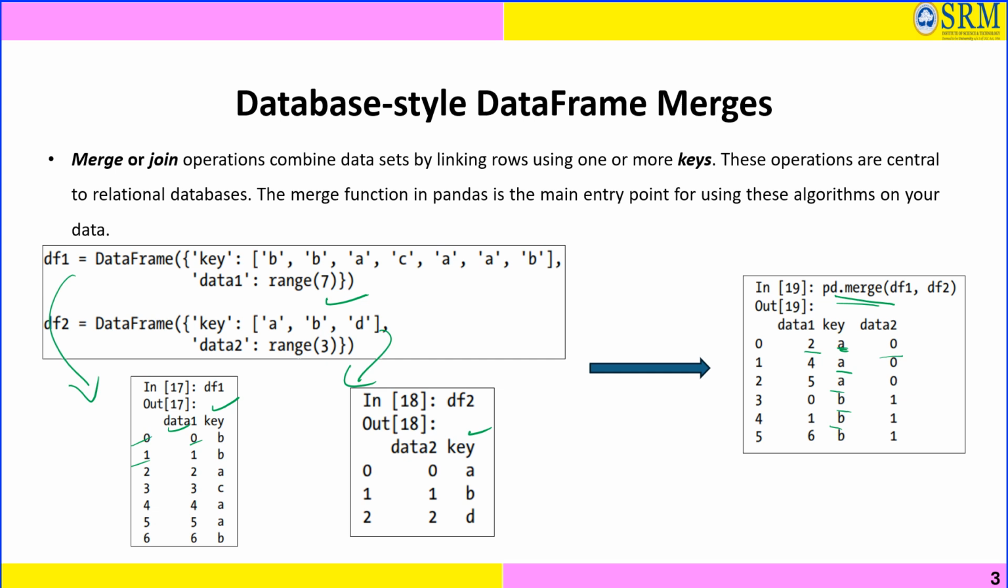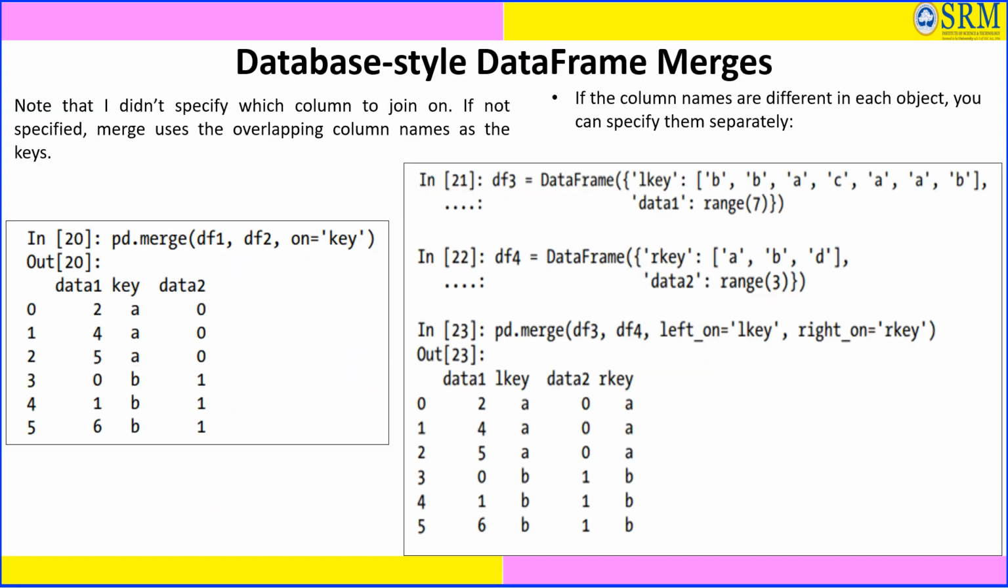And the next one is b. But you should not take C, because C is not in df2, and you should not take D because D is not in df1. So this is an inner join. Only the common keys have to be taken. Okay, this is one example.